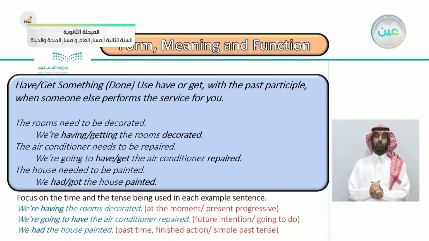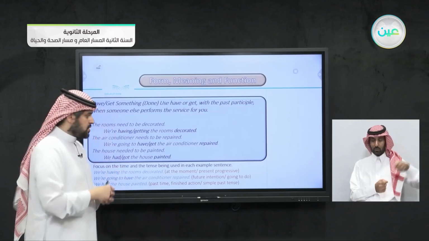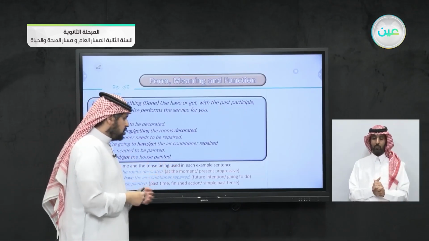So continuing here, focus on the time and the tense being used in each example. We're having the rooms decorated at the moment. Having, this is present progressive, at the moment. It means now. The second example, we're going to have the air conditioner repaired. We're going to have, this is talking about the future. Very good. Future intention, going to do.